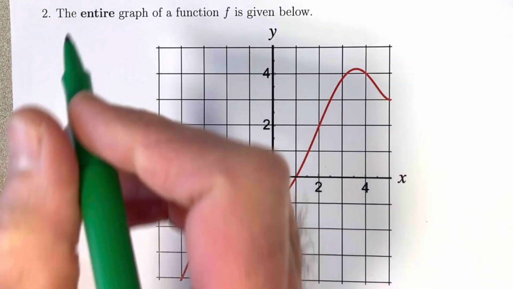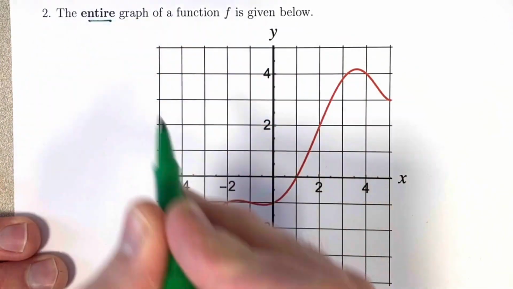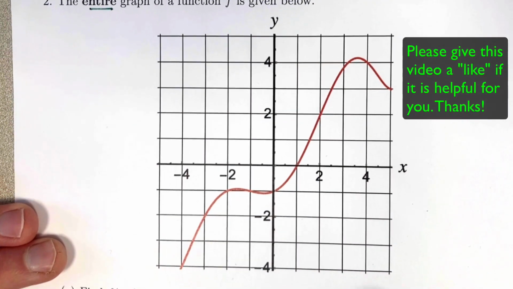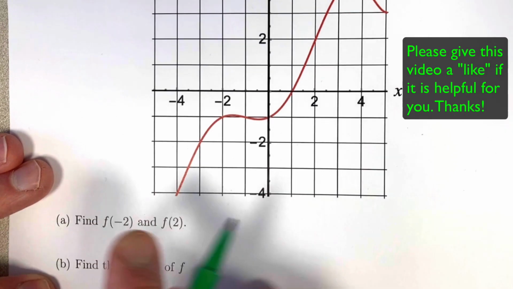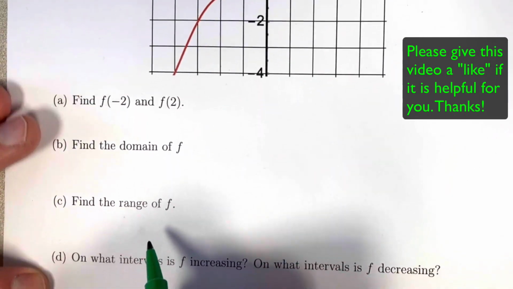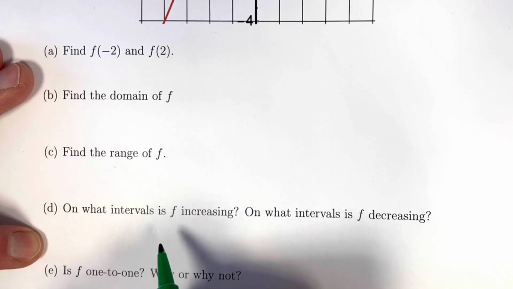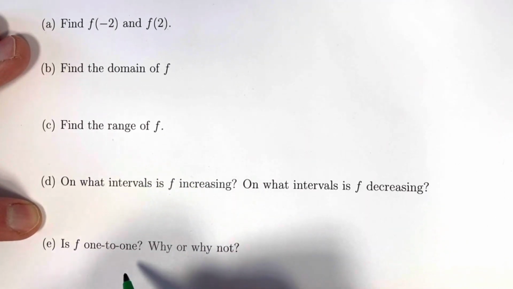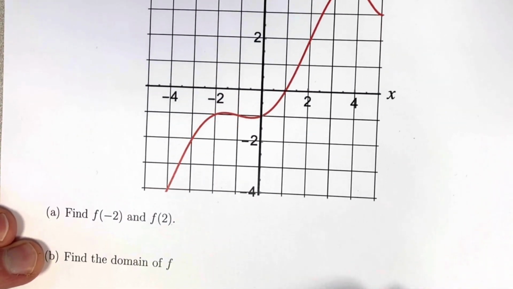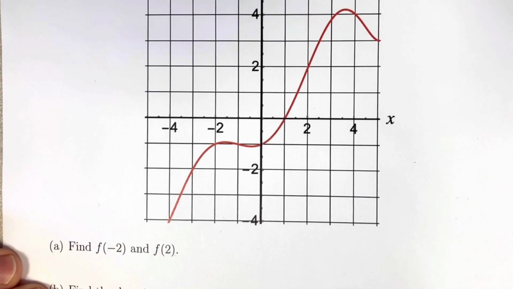In problem 2, we are given the entire graph of a function f, what you see right here in red, and we need to do various things. Evaluate the function at -2 and 2, find the domain, find the range, find intervals of increase and decrease, and ask the question and answer it, is f 1-to-1 or not? All right, so you need to understand how to interpret graphs first of all.